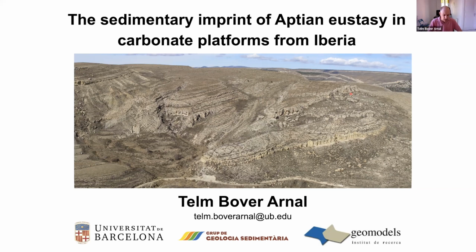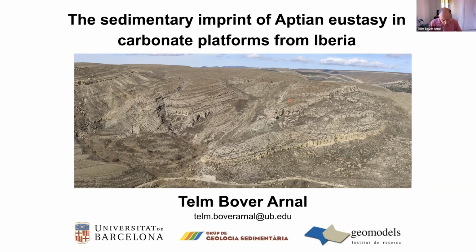A pleasure to have the chance to show you some of the work that I've carried out in the Maestrat Basin in the Eastern Iberian chain since my PhD thesis. I am Telm Bover-Arnal from the University of Barcelona, and today I'm going to talk about the sedimentary imprint of Aptian eustasy in carbonate platforms from Iberia.